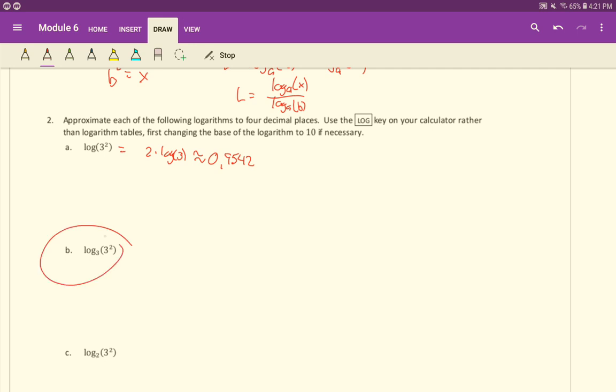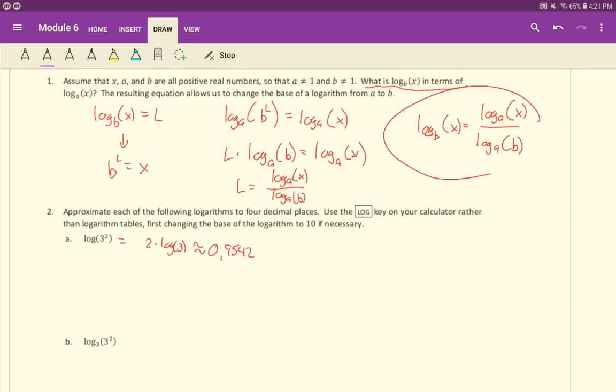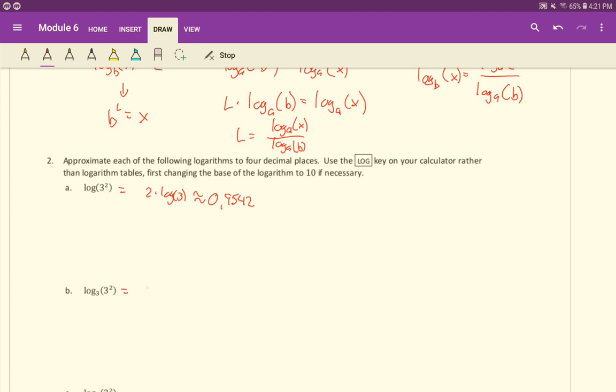Okay, here in letter B, we do have a base of 3 though, so we're going to have to rewrite that to base 10, and we'll use, again, this property right here. So if we want to convert to base 10, this will be log of the big part here, so log of 3 squared over log of 3. Okay, remember these are both base 10s here. We're changing the base from 3 to 10. We already know what log base 10 of 3 squared is, and we're going to divide by log base 10 of 3, so go ahead and just type that into the calculator.